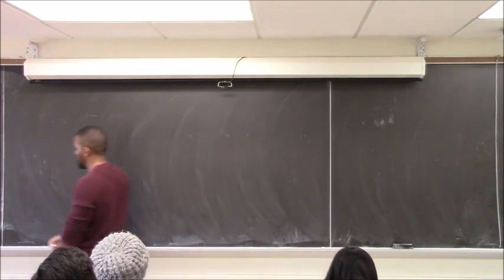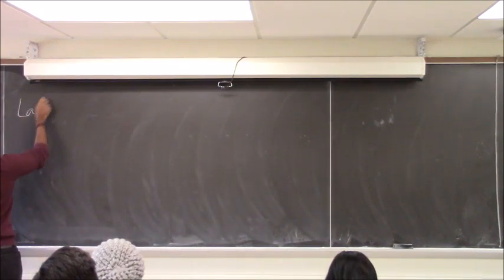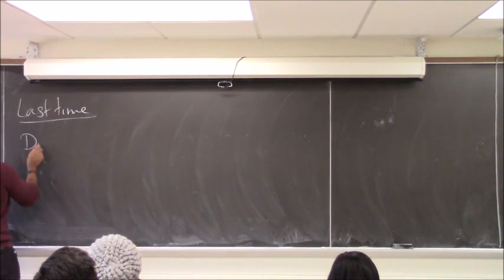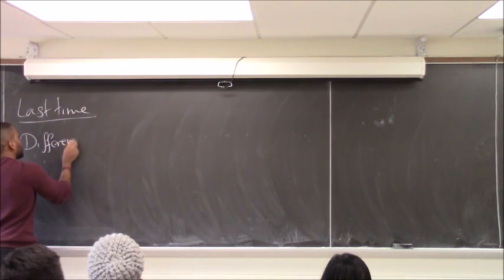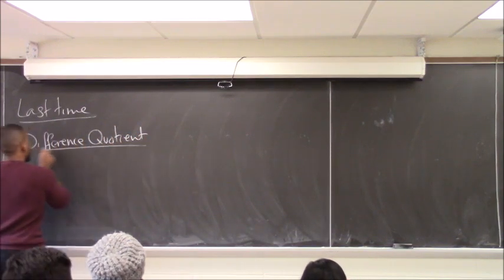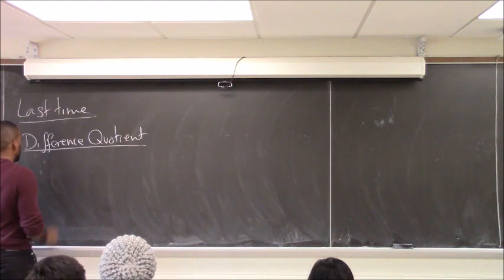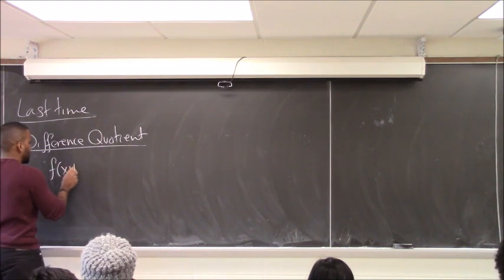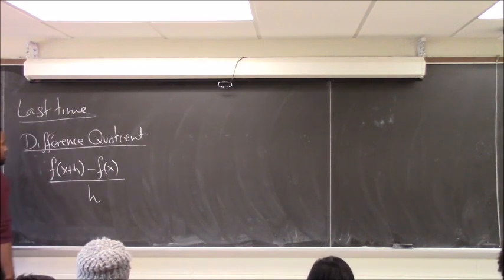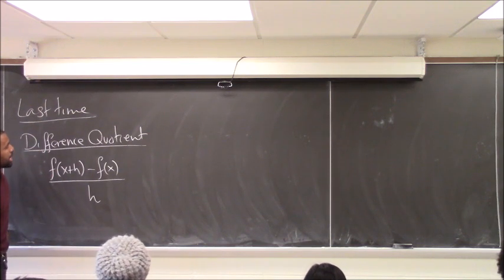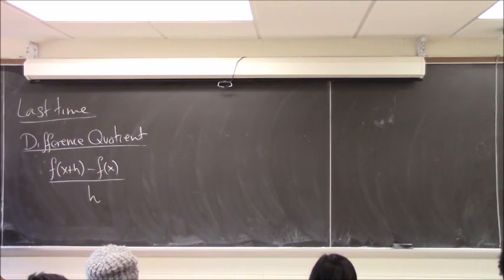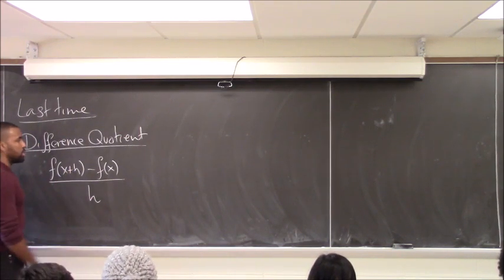So we were talking about functions last time. We defined something called a difference quotient. For a function f of x, this is f of x plus h minus f of x all over h. We said this was the slope of the line connecting 2 points on a function at input values x and x plus h respectively.